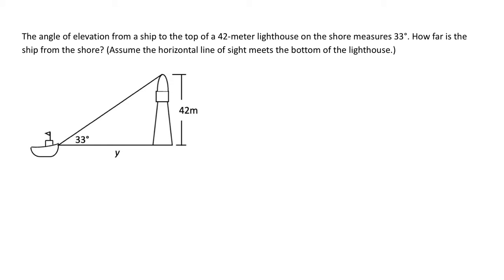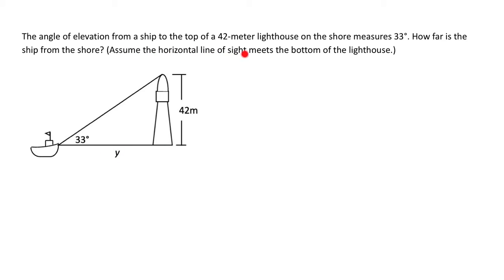So let's look at this in action. Here's a diagram that I've already made for you. The angle of elevation from a ship to the top of a 42-meter lighthouse, I've already marked this as 42, measures 33 degrees. So we have the horizontal, upward, we have 33 degrees. How far is the ship from the shore? So I've marked the distance from the ship to the shore of the lighthouse as y.